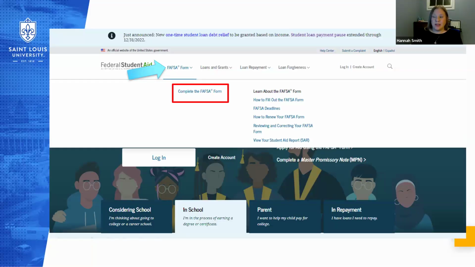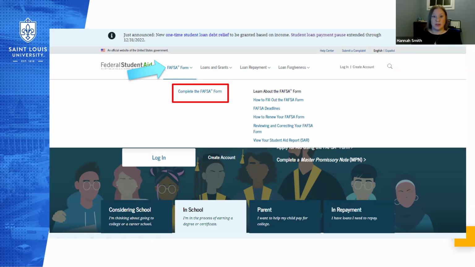So studentaid.gov is the website that you're going to go to for all of the federal student aid resources. Anything related to the FAFSA, to student loans, to Parent Plus loans from the federal government, that's all going to be housed on studentaid.gov. And it's relatively easy to find that FAFSA form once you get out there.